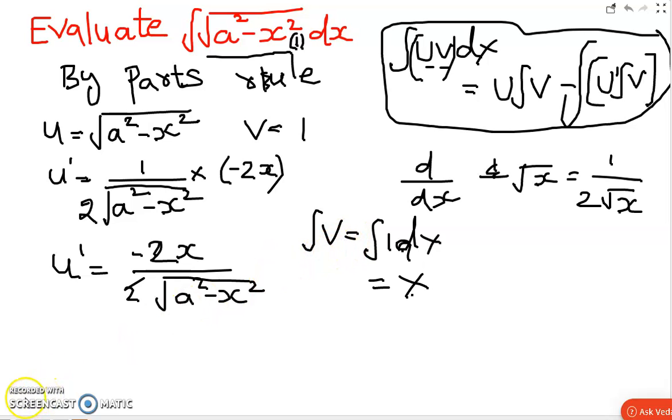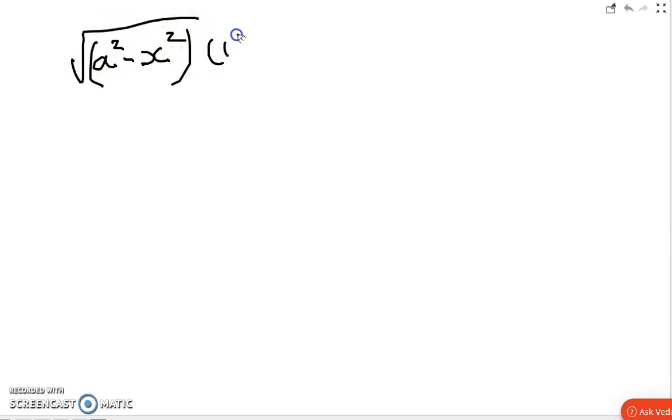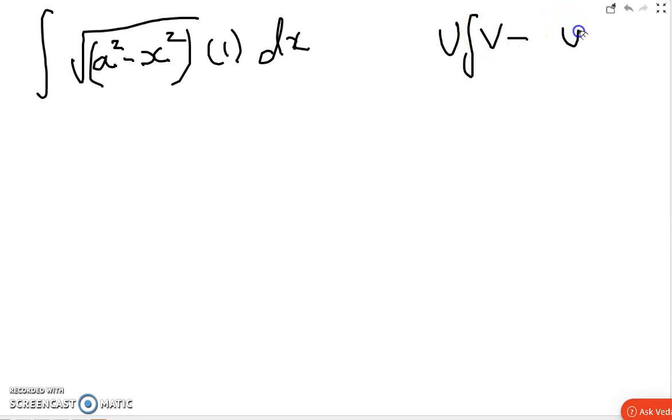Now let's start the problem. So the question was integration of root of a square minus x square, let it be into 1 dx. Generally I will be writing like this, it will be easy for me. Like this you also write, it will be easy for you too. Right, it's not working here. Why it's not working, I don't know. Okay, it's working.